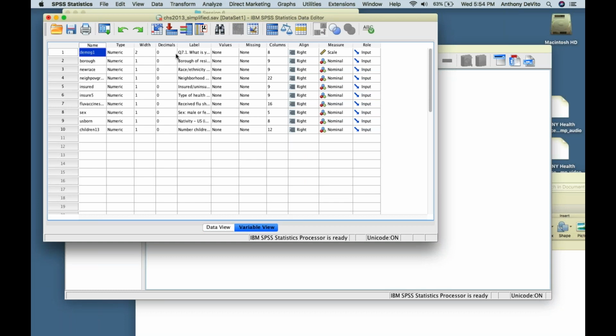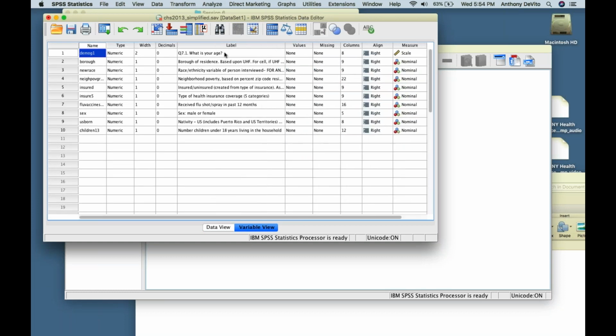And this first one represents the answer to the question, what is your age? I'm going to make that a little simpler. I'm going to just go in there and change that to age. Okay, what's that going to do for us? From now on, instead of using the variable name demog1, demographics 1, which they used in the survey, when we create a chart or a table, it's going to change that to age, so it's just easier to work with. Okay, the next thing we see there is borough. Well, now you see that's borough of residence. So I'm going to simplify that a little bit and call it borough of residence.